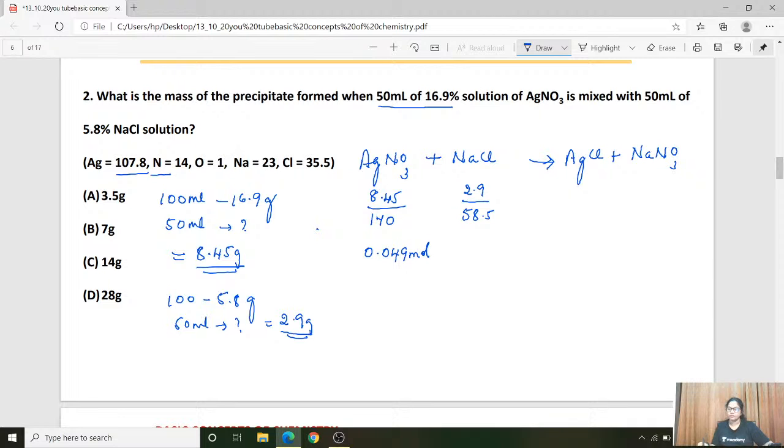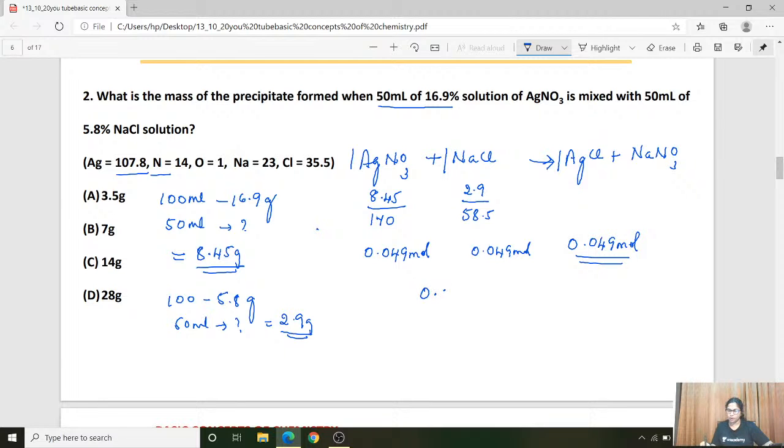0.049 mole. So this is also going to be 0.049 mole. From the balanced equation, we know that 1 mole of AgNO3 reacts with 1 mole of sodium chloride and gives 1 mole of silver chloride precipitate. So students, naturally the amount of silver chloride formed should be 0.049 mole. But the amount is not given in terms of mole, rather it is given in terms of gram.